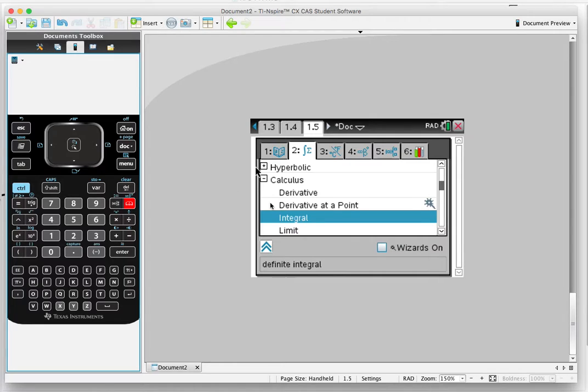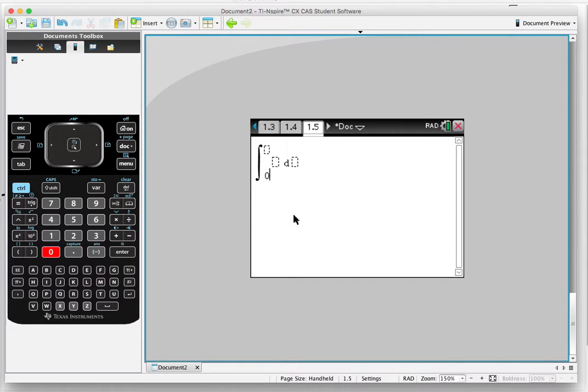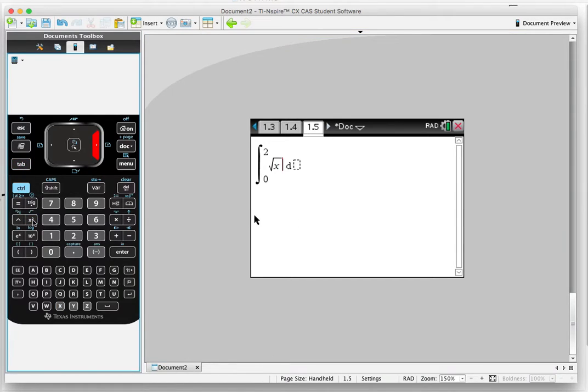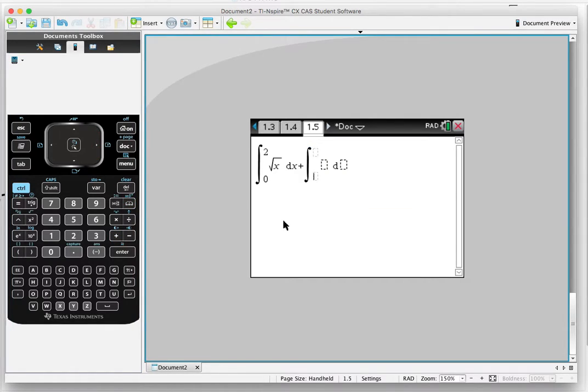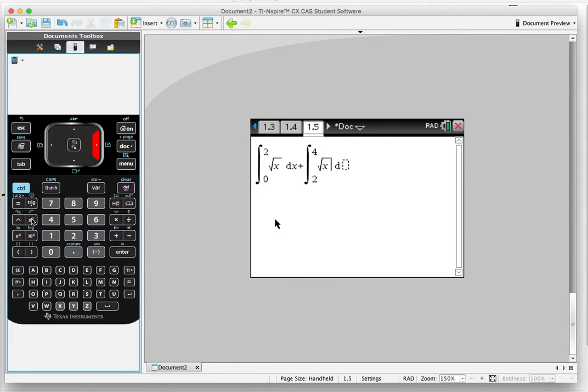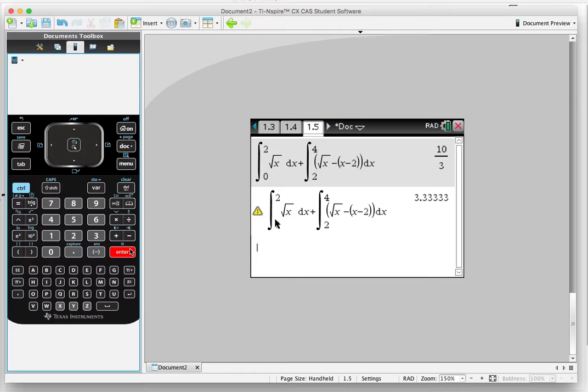So we'll integrate from 0 to 2 the square root of x with respect to x, and we'll add on the integral from 2 to 4 of the square root of x minus (x minus 2) with respect to x, and you'll get 10/3. The other way's got 10/3 as well, which, if you want an estimate, is 3.333333.